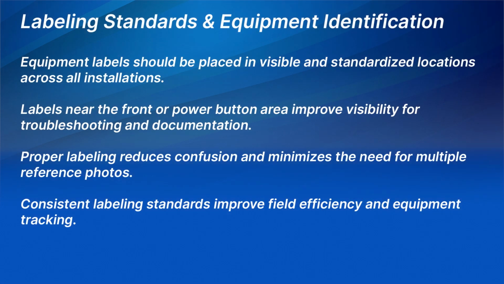Labeling standards and equipment identification. Equipment labels should be placed in visible and standardized locations across all installations. Labels near the front or power button area improve visibility for troubleshooting and documentation. Proper labeling reduces confusion and minimizes the need for multiple reference photos. Consistent labeling standards improve field efficiency and equipment tracking.